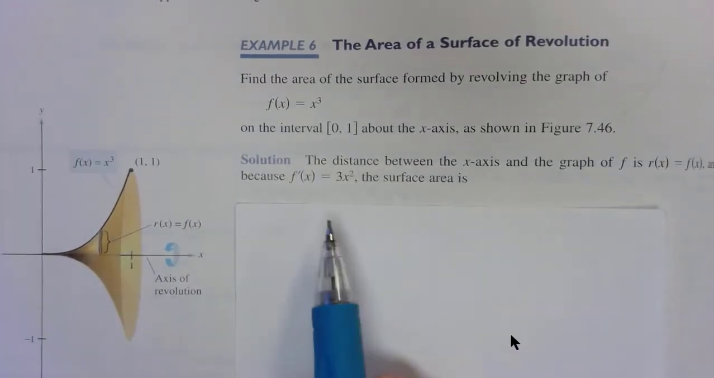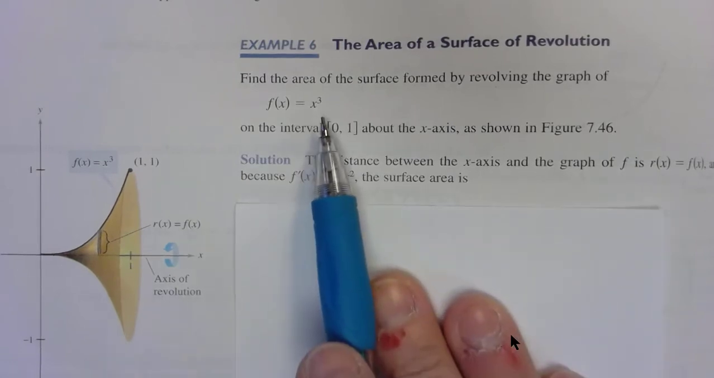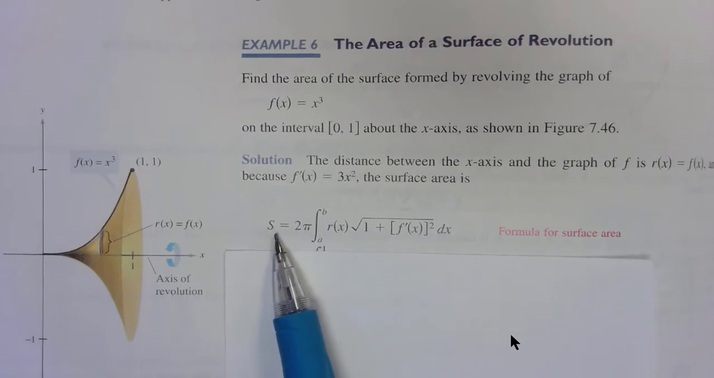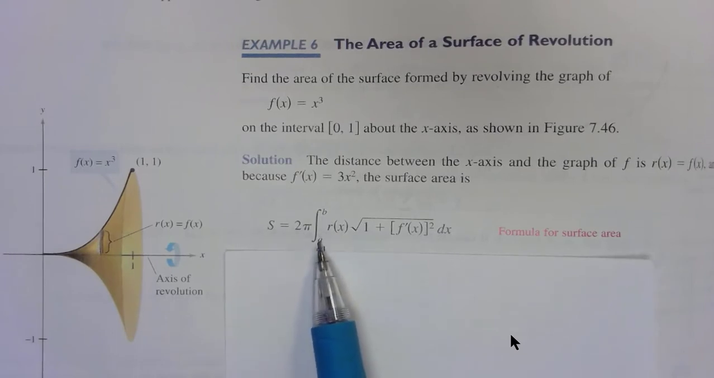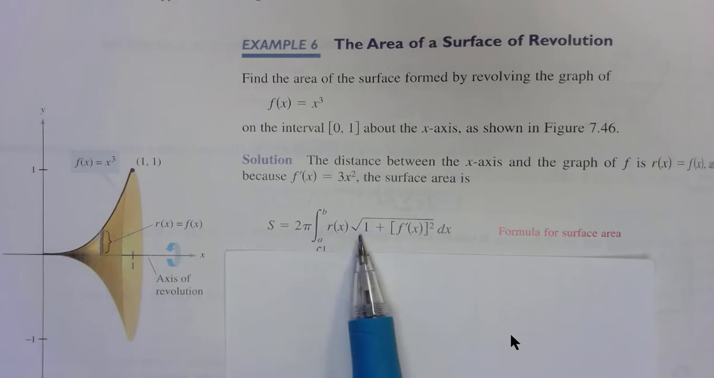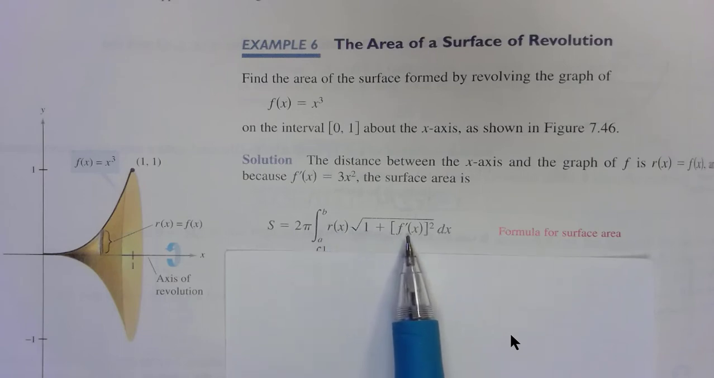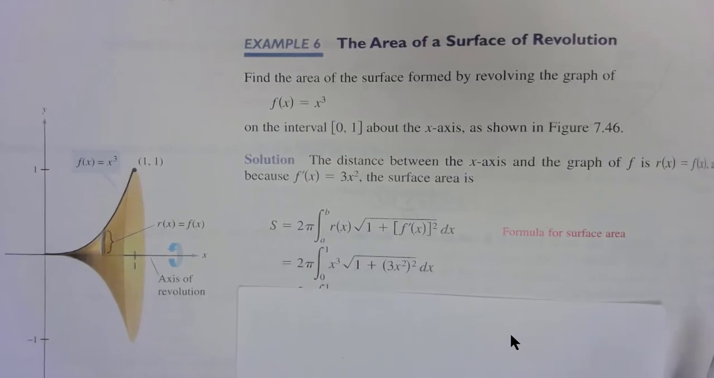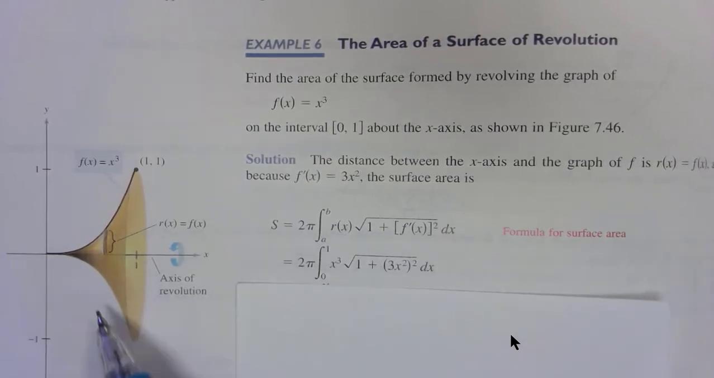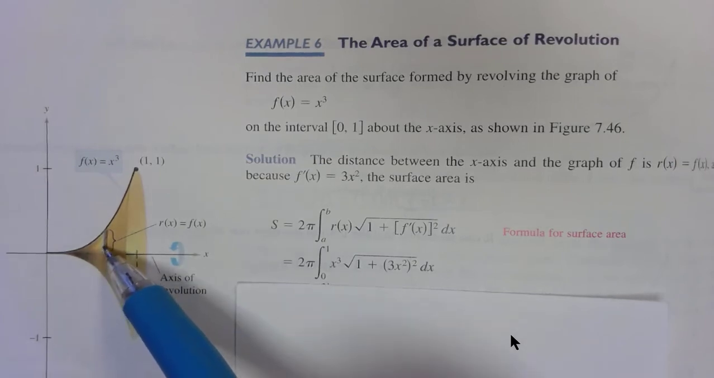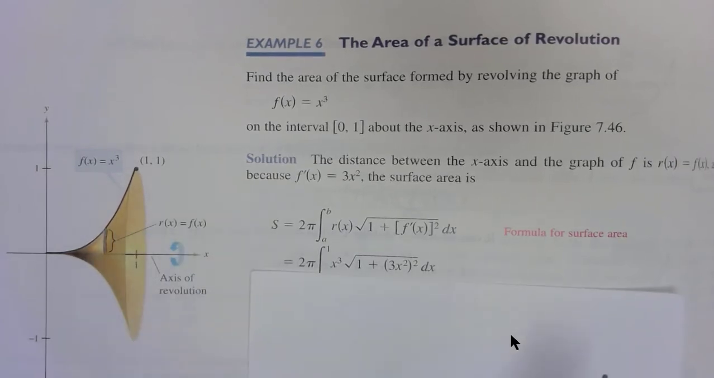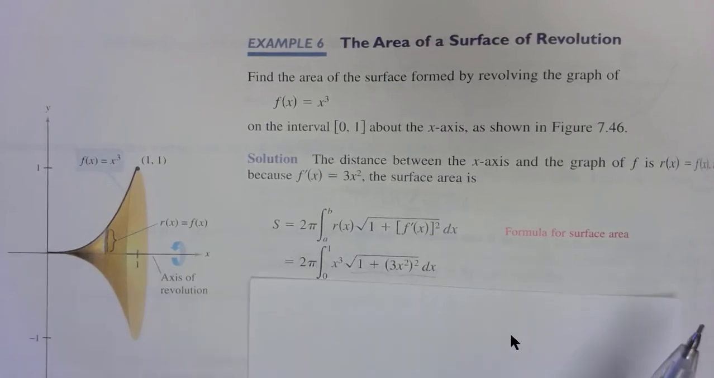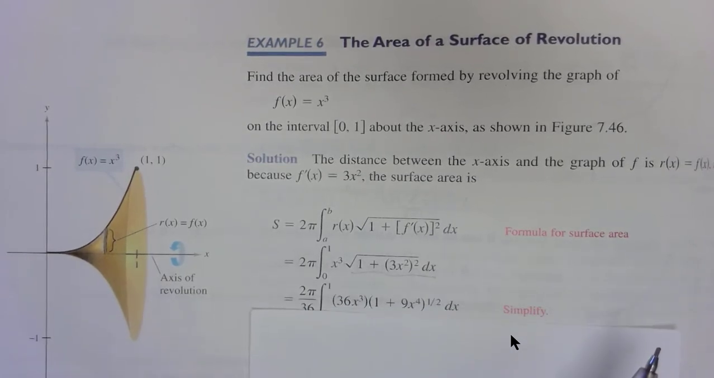Okay. And we know that f prime is 3x squared. So our surface area formula is S equals 2 pi times the integral from a to b of r of x times the square root of 1 plus f prime of x squared dx. Now let's substitute what we know. Our radius is the distance from this axis of revolution up to the curve. Our dL is all of this. Let's do some simplifying math.